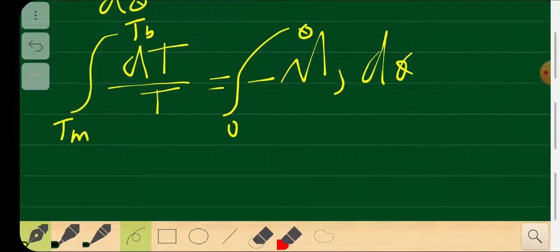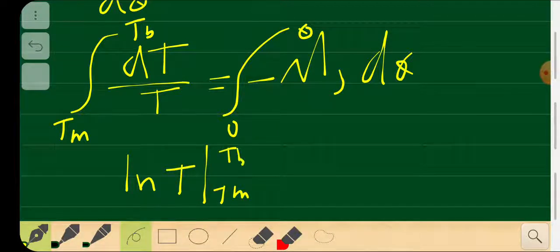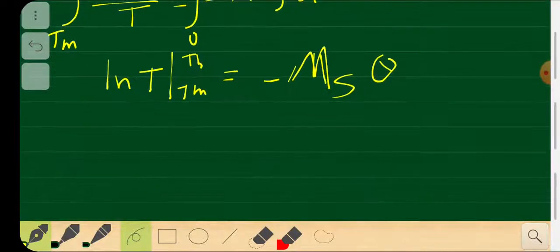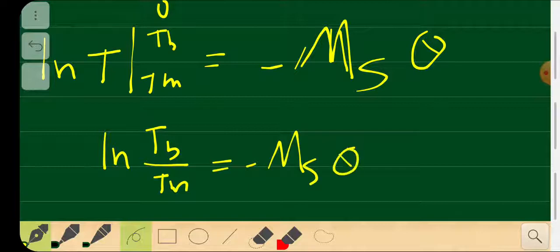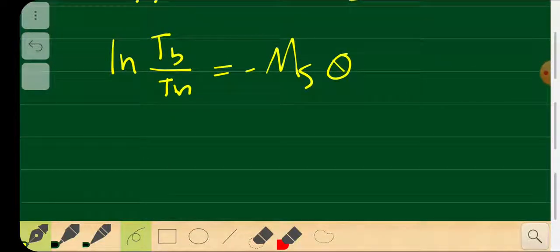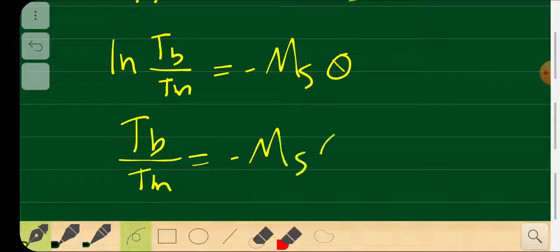So you now get log T within the limits TM to TB must be equal to minus mu s times theta. You got that. So now you can write log TB minus log TM, which is log of TB by TM, equal to minus mu s times theta. Now again you can simplify this by taking the exponential on both sides.